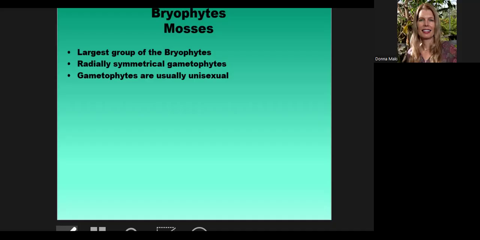So usually they're unisexual, which means there's separate male mosses and then separate female mosses. Okay, so the gametophytes are male and female.